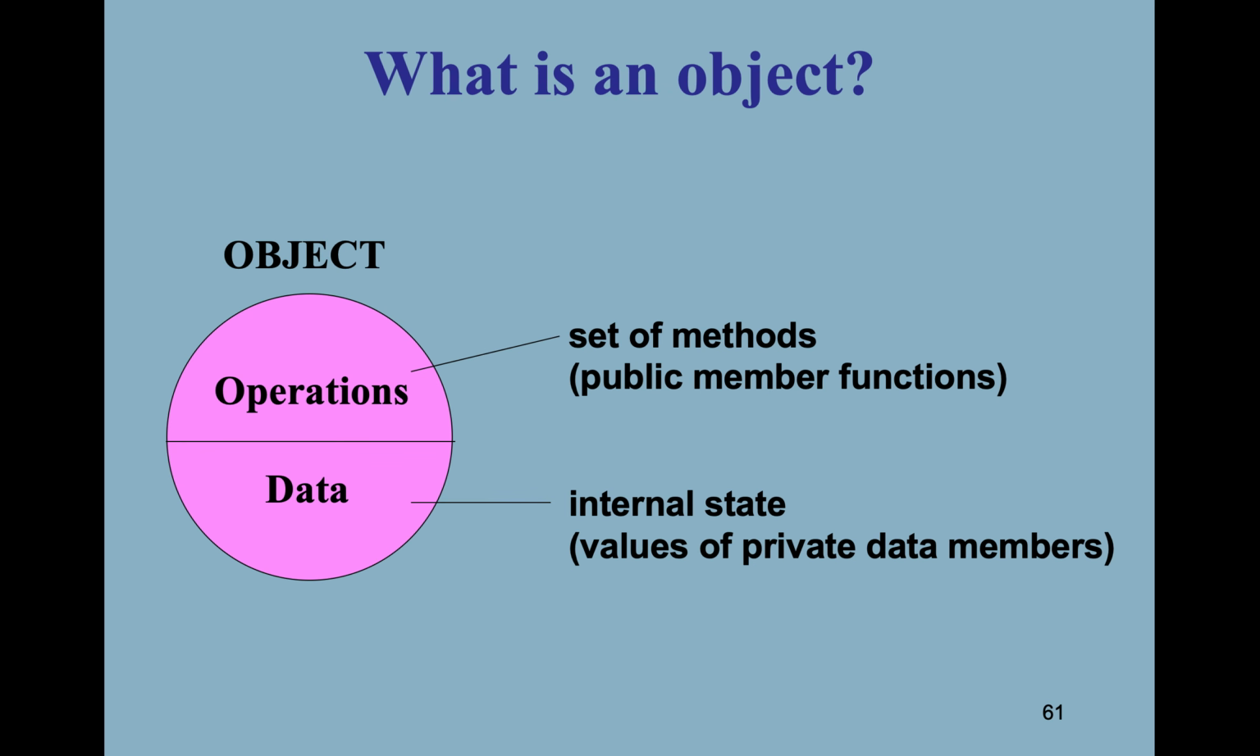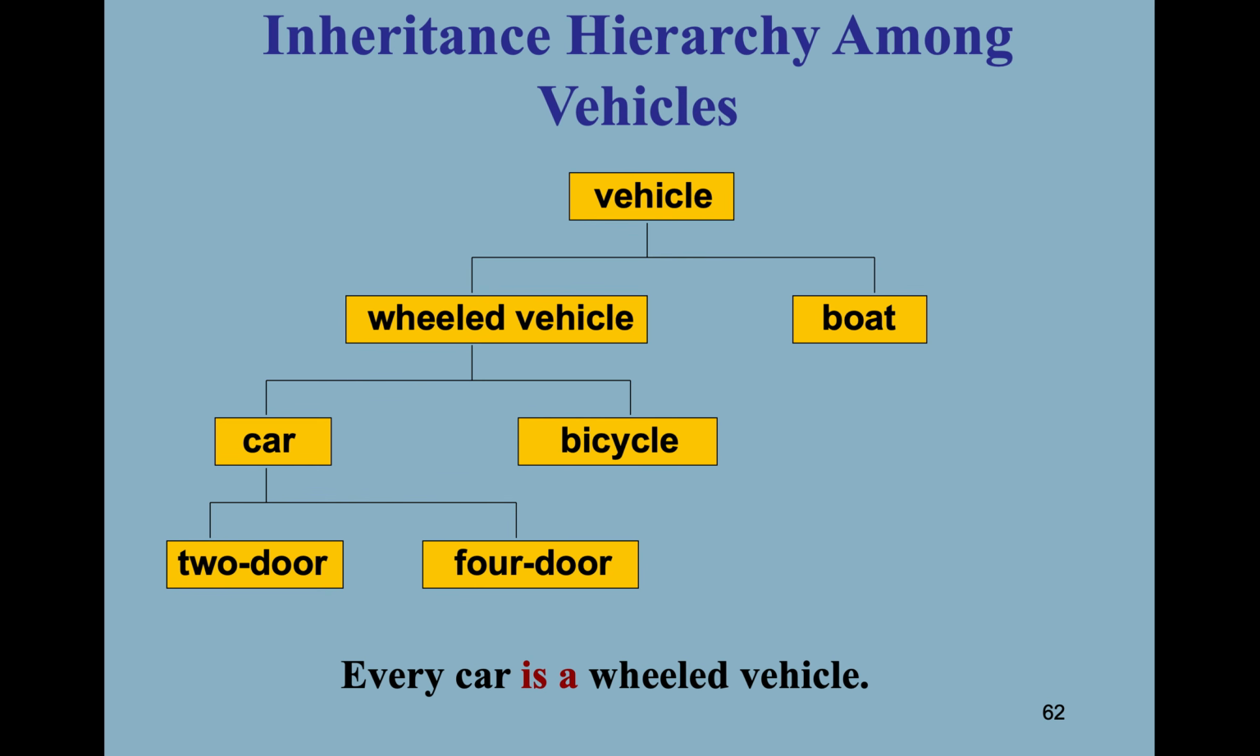So what exactly is that object? It's the set of methods, the public member functions, the internal states or the values, operations, and that's what goes into the object diagram. Here's an inheritance diagram, and this is a pretty good one: vehicle with wheeled vehicles and boats, and cars and bicycles that are part of wheeled vehicles, 2-door and 4-door. So every car is a wheeled vehicle because it comes from the wheeled vehicle hierarchy. A boat is not a wheeled vehicle. So it's showing you the hierarchy from an inheritance perspective, and you can write this in a UML diagram.